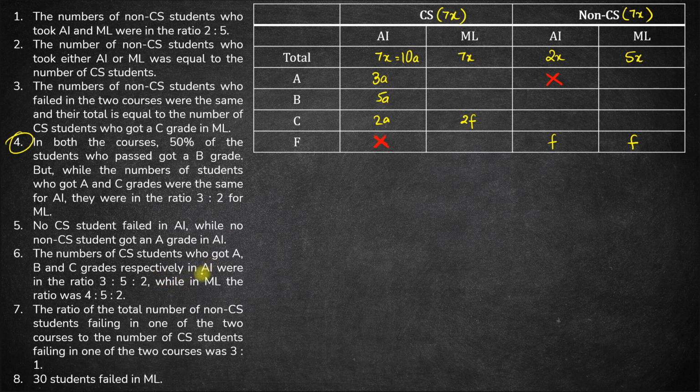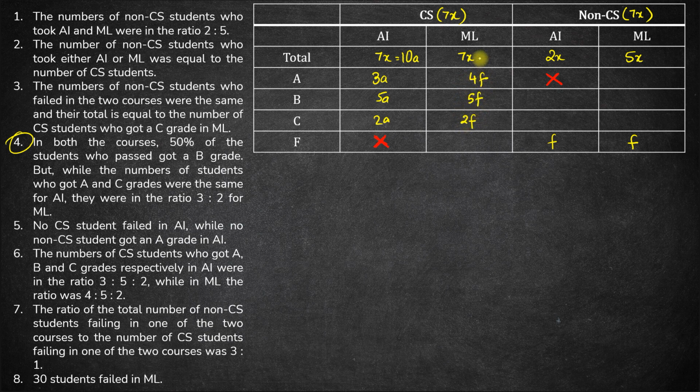And next it is given that in ML this ratio is 4:5:2. Which ratio? Students getting grade A, B, C are in the ratio of 4:5:2. So if this is 4, this is 5, this is 2. So this is equivalent to 2F, so this must be equivalent to 5F and this must be equivalent to 4F. Okay. So we have the number of students getting ABC grade in ML is 4F, 5F and 2F.